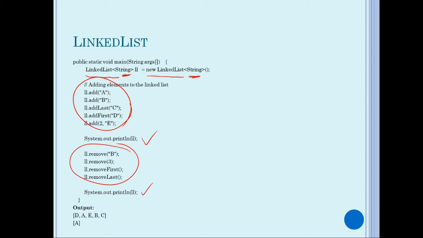So in the first place we put A, B, C, D, right? So A, B, C, D, and then we said at index 2 we want to put E, and then we say okay, remove B3, the first element and the last element, right? So you can see the output D, A, E, B, C, and then we remove the elements from it.